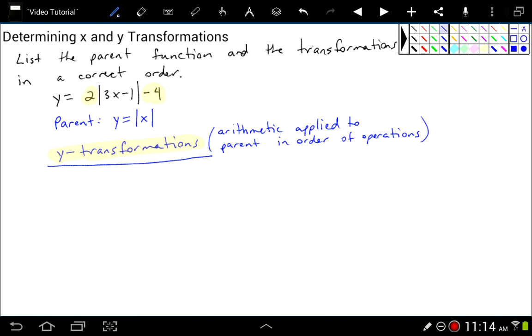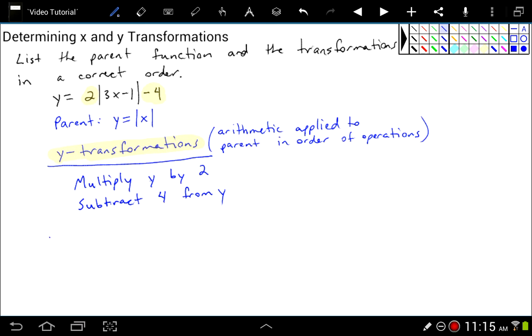So the way I write my y transformations are multiply by 2, but I'm going to be more specific and say multiply y by 2, just to understand that I'm not doing this to x. And that's going to be helpful when we get to the graphing, more than likely in another video. And then the second y transformation, of course, would be subtract 4 from y. Okay? And that's it. Those are the y transformations.